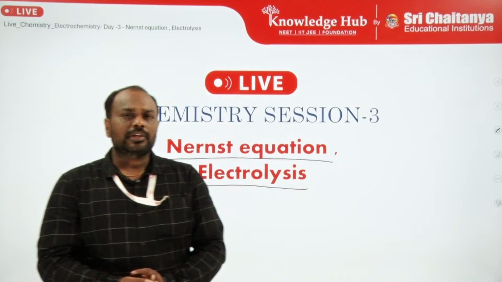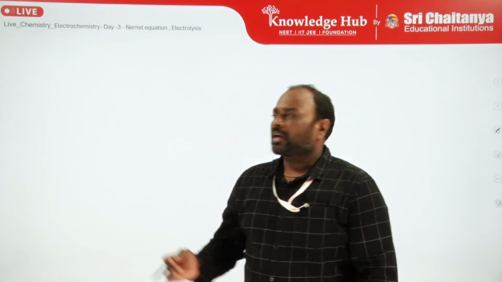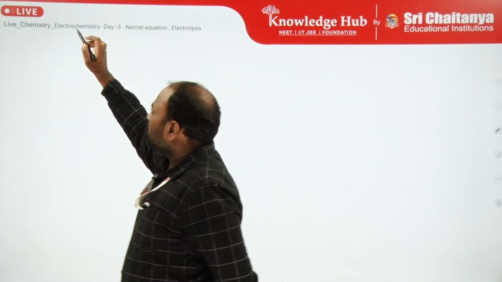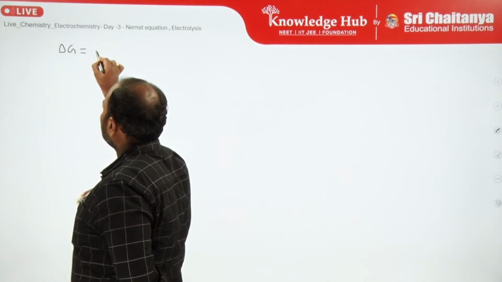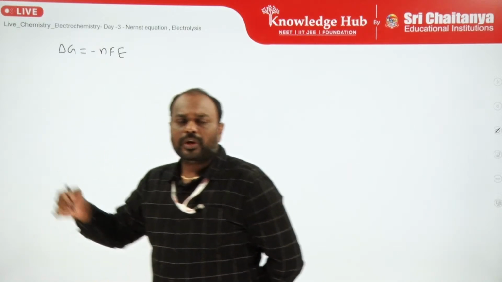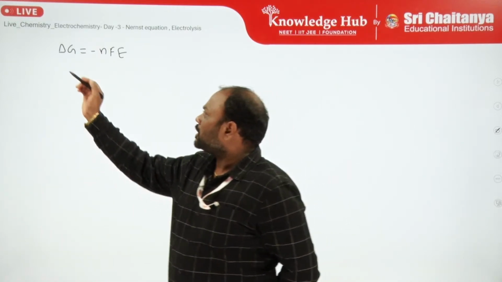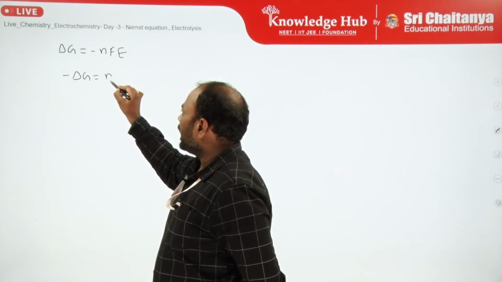In this session we discuss the relation between Gibbs free energy and electrode potential. According to Gibbs free energy, the relation is delta G equals minus nFE. We already discussed this in the spontaneity condition also. So based on this we get minus delta G equals nFE.